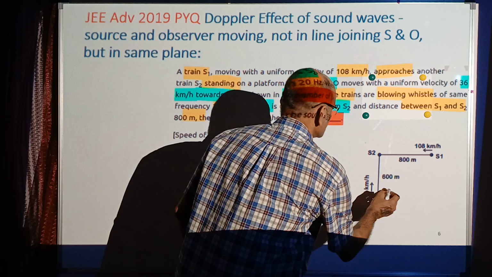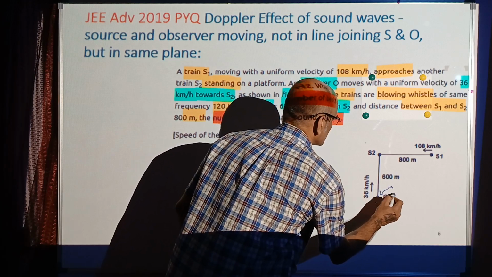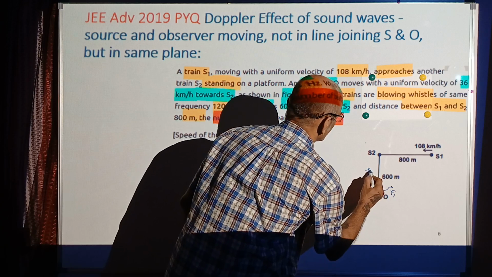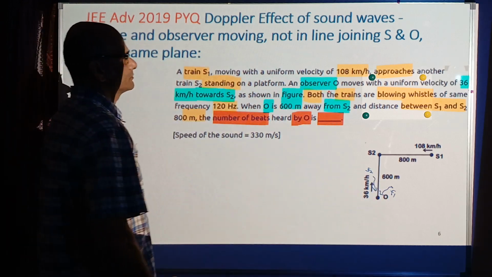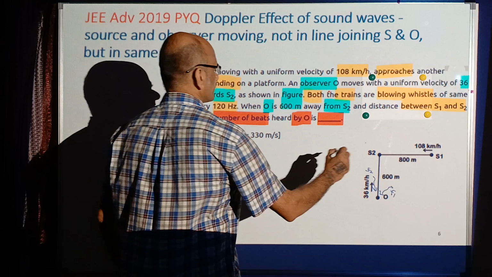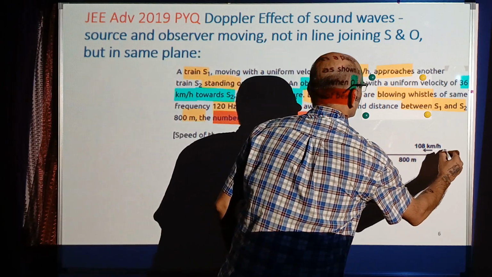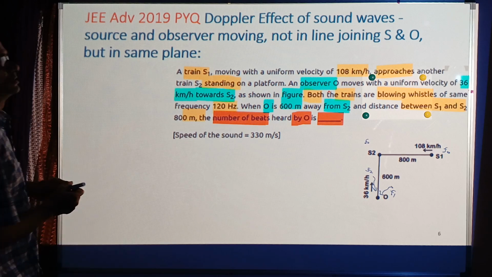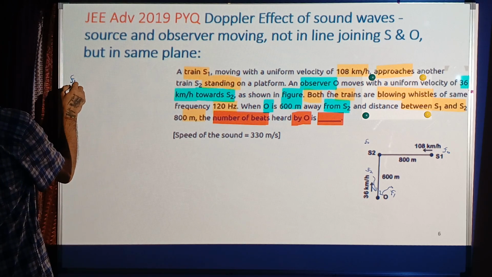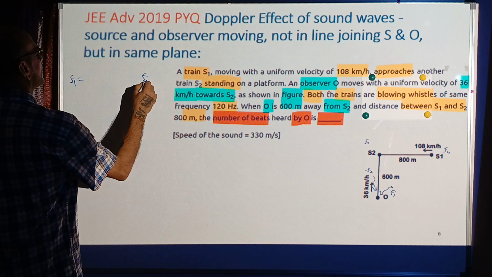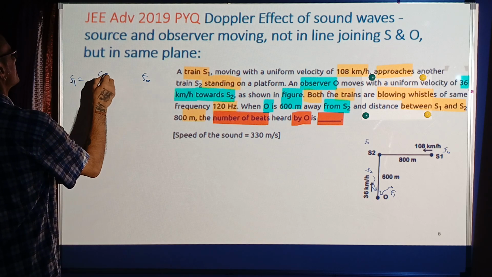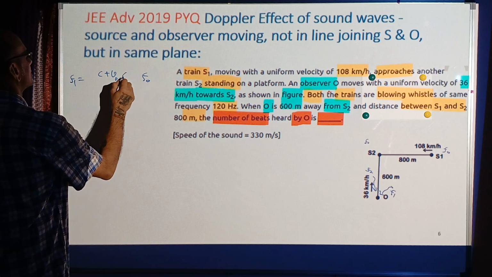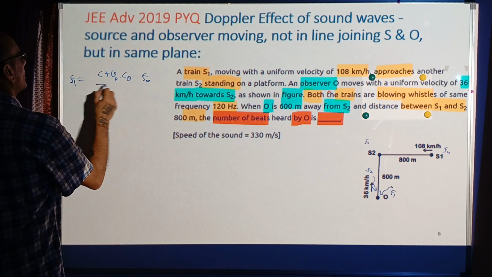So let F1 be the frequency of sound received from S1, and from S2 let the frequency of sound be F2. And the frequency of the sound emitted by the train, let it be F0. So F1 and F0, they are related by the Doppler formula: C plus or minus velocity of observer, and we have to take the component, cos theta, over C.